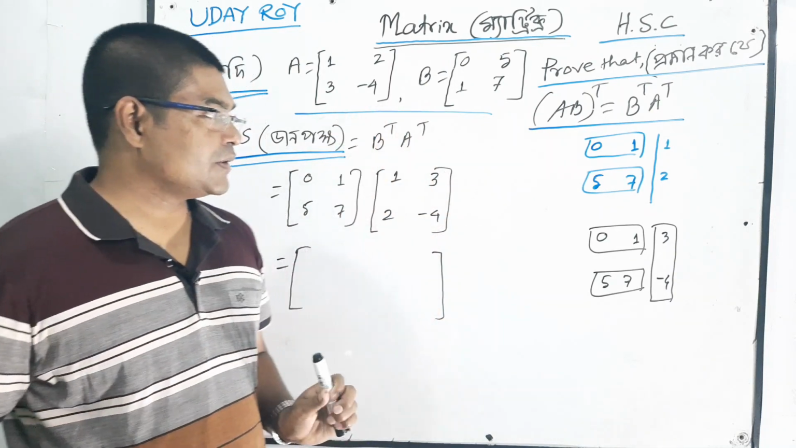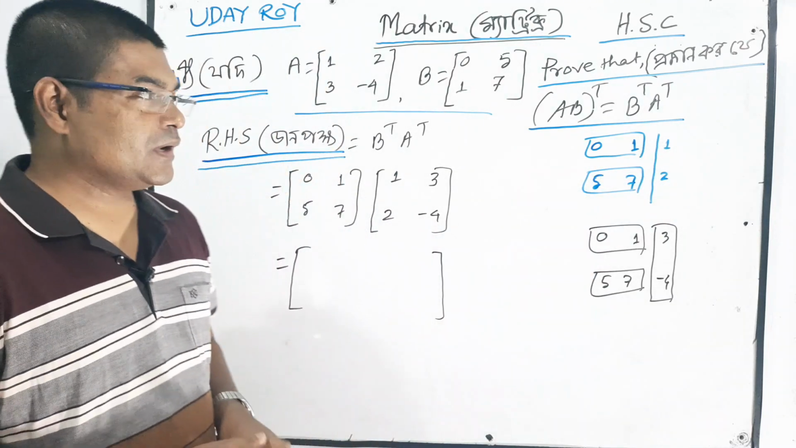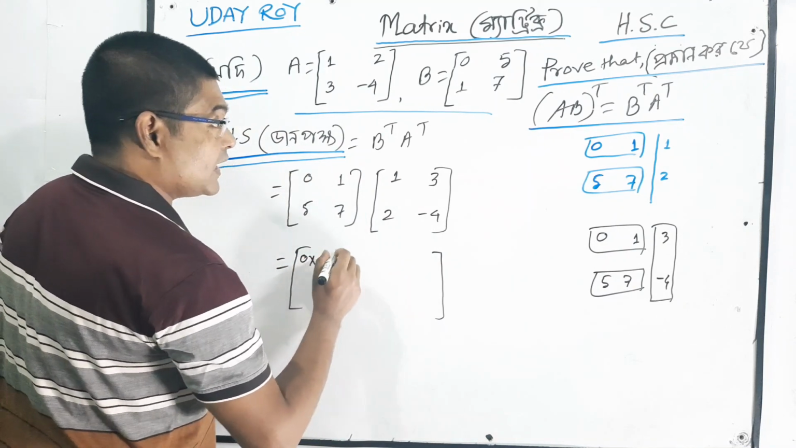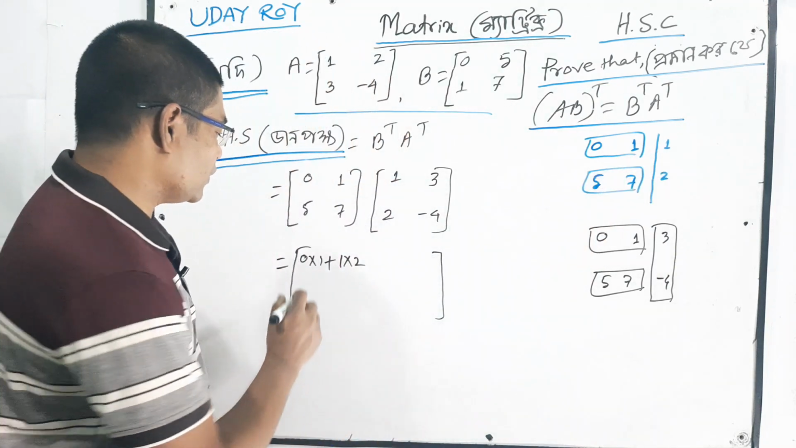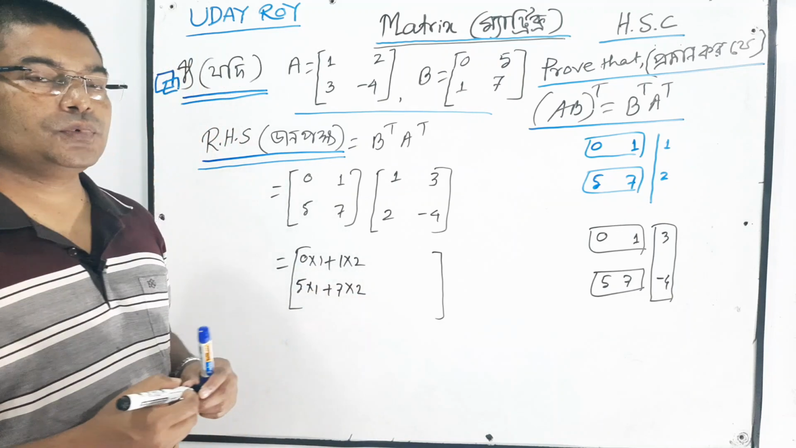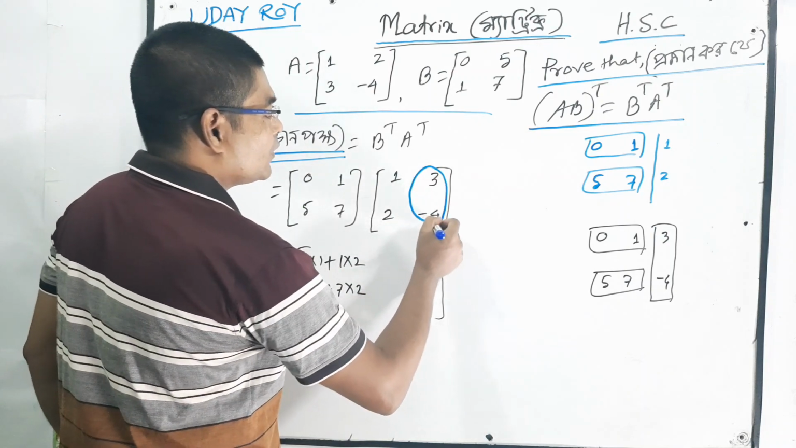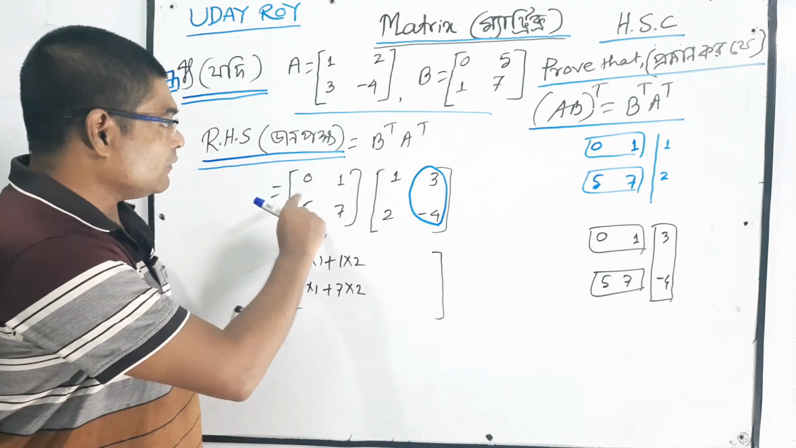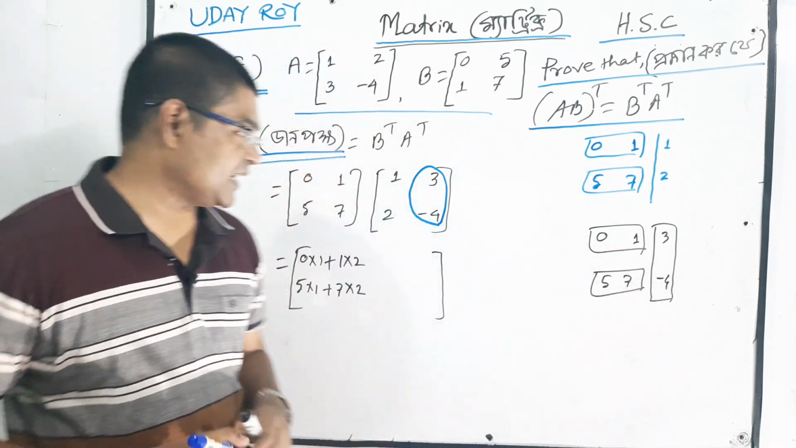This is the system. So here is 0, 1, 5 and 7. Again the same method, we'll get 0 into 1 plus 1 into 2, then 5 into 1 plus 7 into 2. Then the remaining column is 3 and minus 4. So 0 into 3, 1 into minus 4.